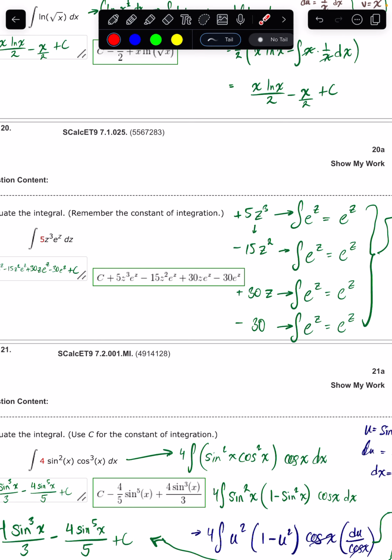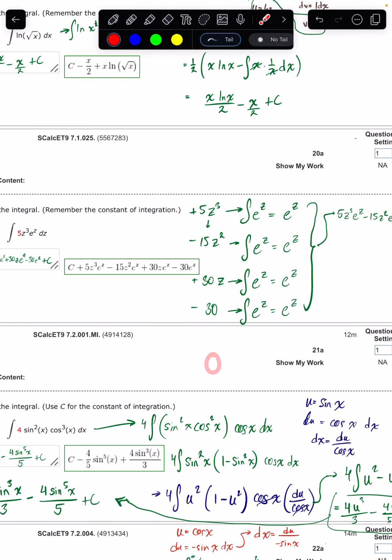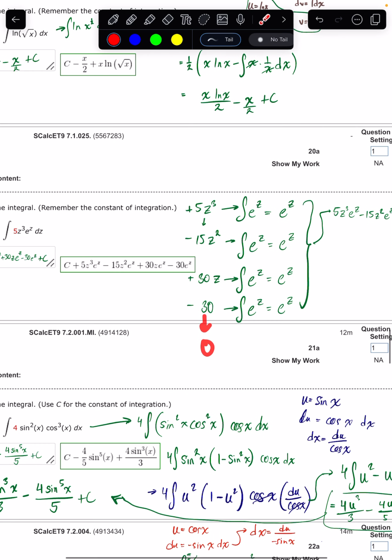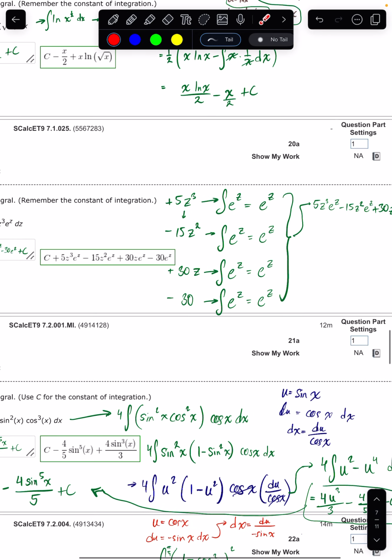So you keep on differentiating this, but make sure you alternate between positive and negative, positive and negative, and so on, until you reach 0, which we did over here, and you don't need to do the 0 one. And you just keep on integrating the repeating function. In this case, we got really lucky. It's just e to the z.